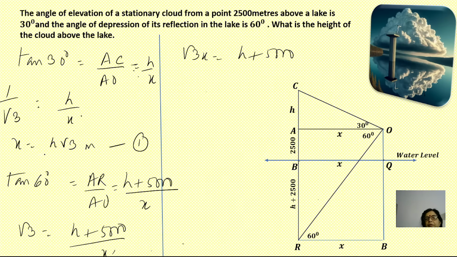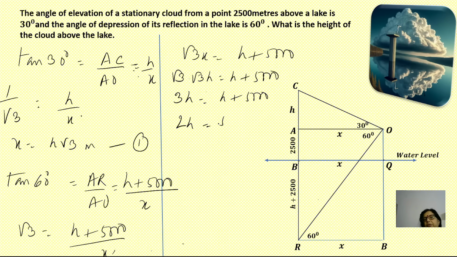Now going back to the first equation, from the first equation we get X is H root 3. So if we do the substitution over here, we get root 3 into root 3 H is equal to H plus 5,000. So this becomes 3H is H plus 5,000, or 2H is equal to 5,000. So H is equal to 2,500 meters. So this is the solution.